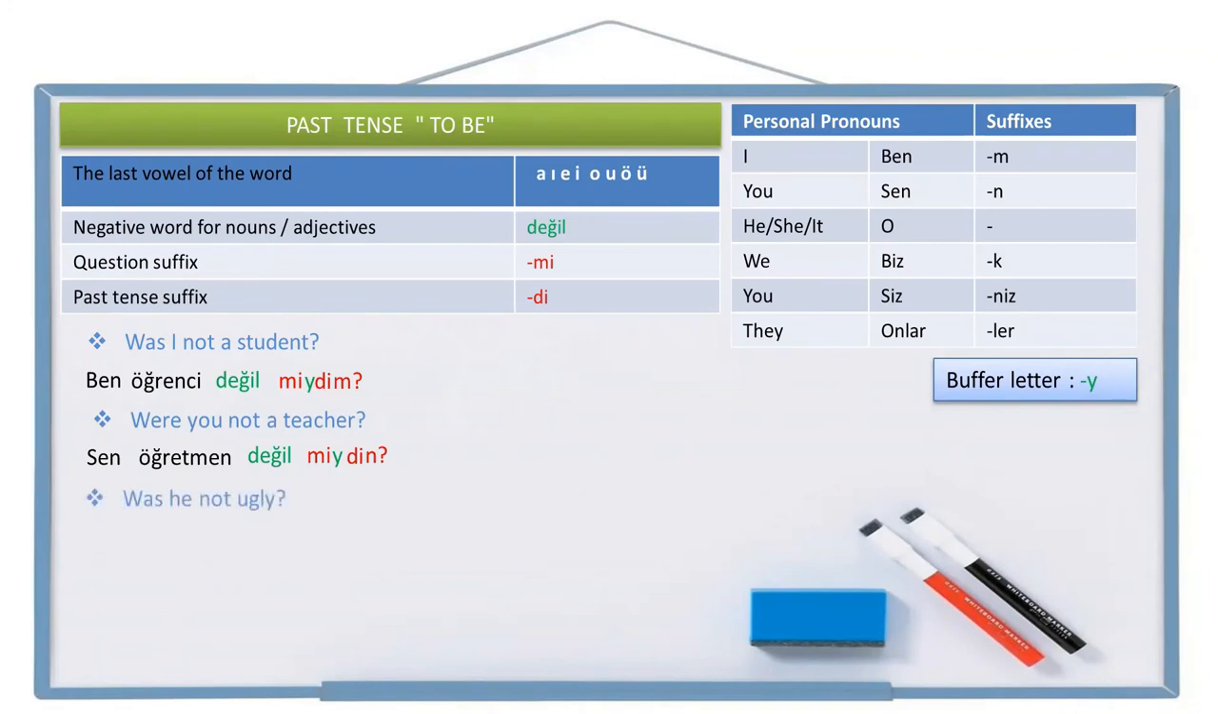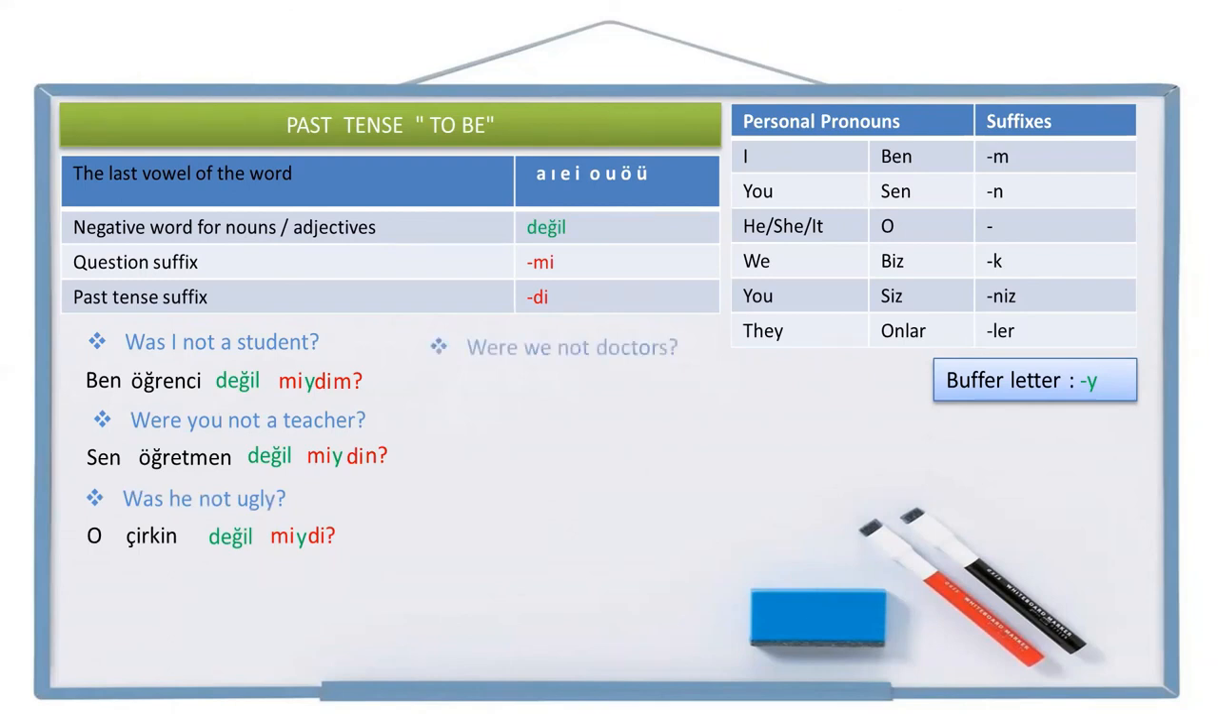Another example. Was he not ugly? Let's write he first. O. Ugly, çirkin. Not ugly, çirkin değil. Question suffix mi, past tense suffix di, and buffer letter between them. There is no person pronoun suffix for o, so the negative question sentence is o çirkin değil miydi? Was he not ugly?